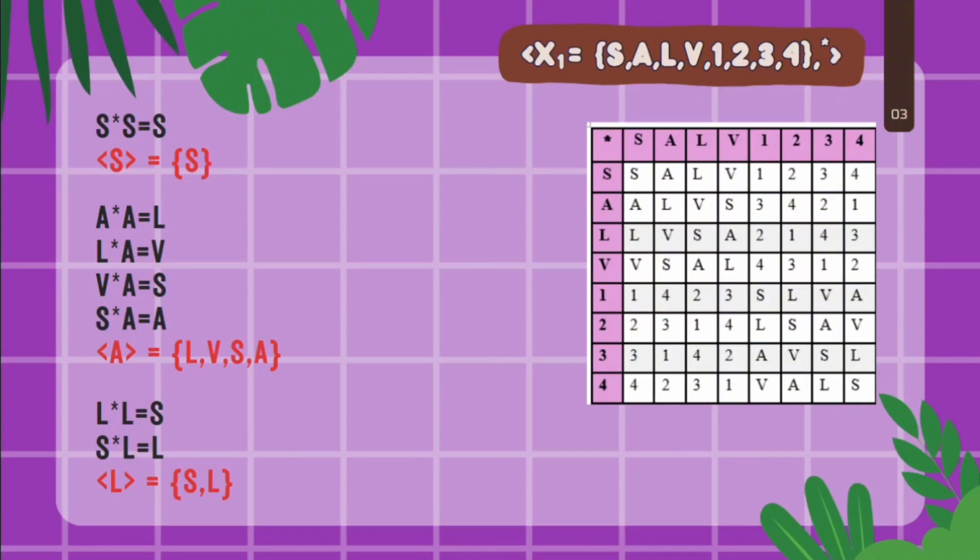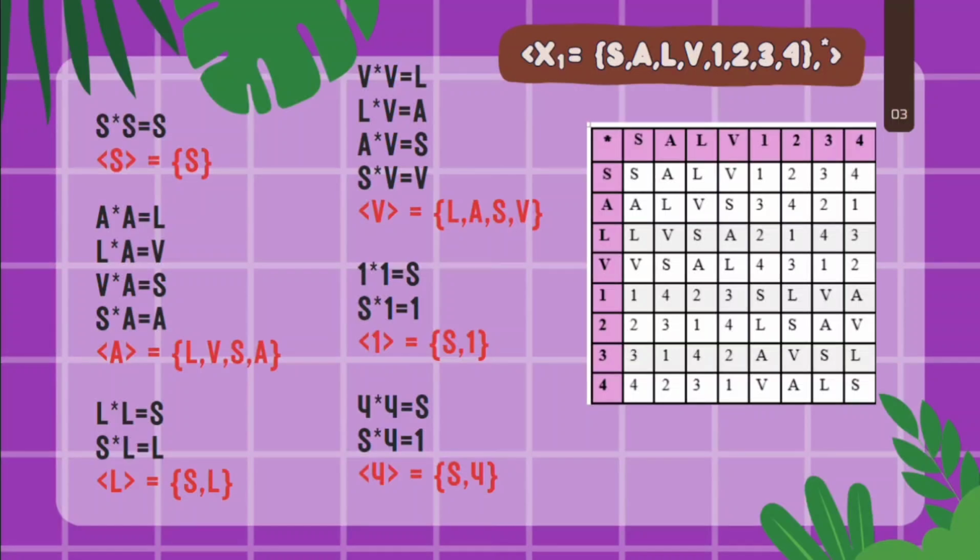Let's start with S. S star S is equal to S. Since S is not a generator, it does not generate the subgroup. Next, A star A is equal to L, L star A is equal to V, V star A is equal to S, and S star A is equal to A. So as you can see, A is not a generator too. Let's move to the element L. L star L is equal to S, and S star L is equal to L. Also, L is not a generator.